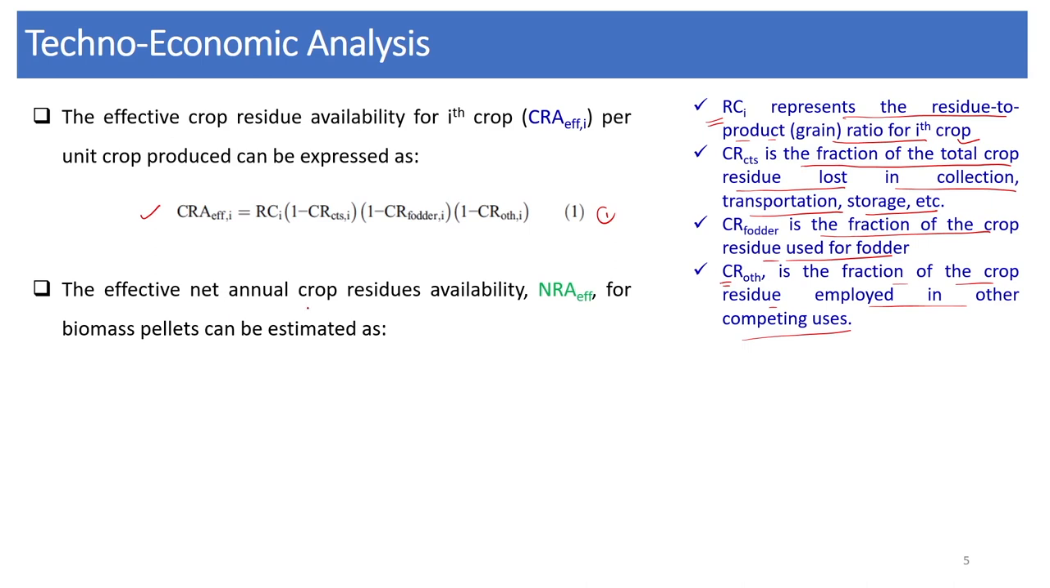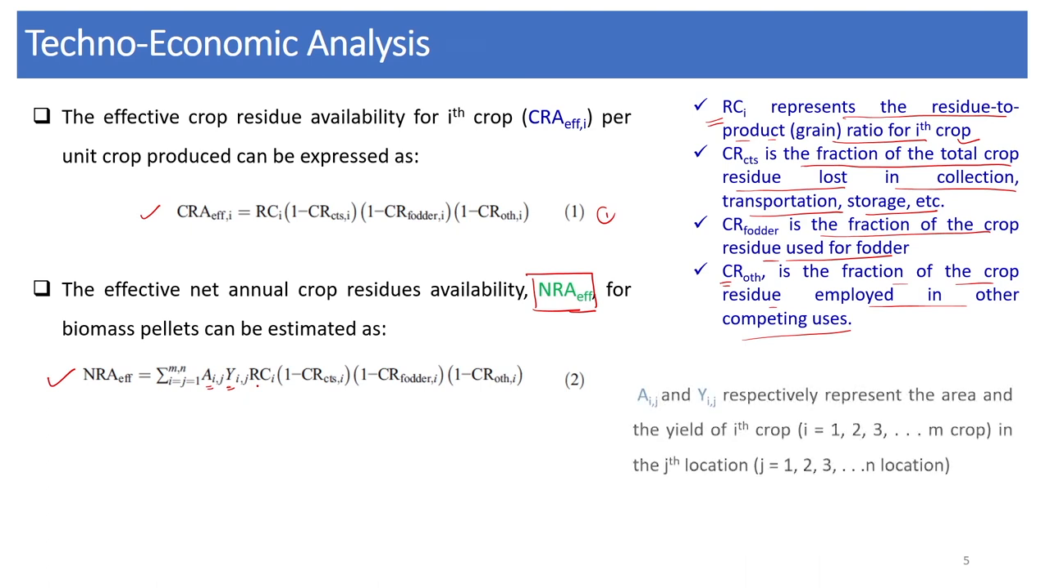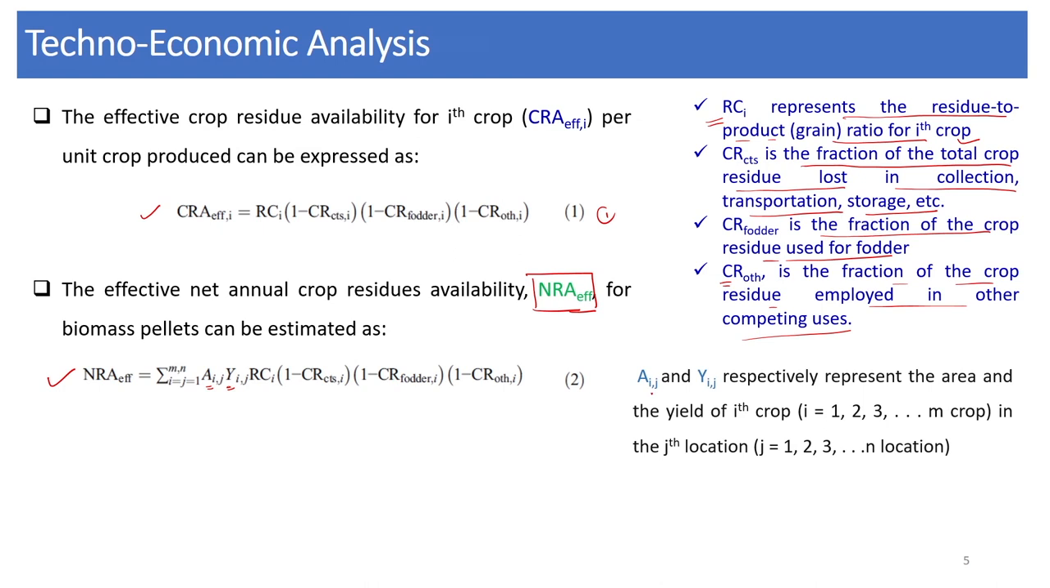So if this is the case, then we are representing one term called NRA effective, which is nothing but the effective net annual crop residues availability for biomass pellet. And this can be expressed mathematically by this expression, that is NRA, the net annual crop residues, equal to summation over i and j, from 1 to m and n. So this is Aij, the area, and this is Yij, the yield, and the rest of the terms are the same as what we have expressed before. So Aij and Yij represent the area and the yield of the ith crop, and there may be multiple crops in a particular location. That is how it is represented by ij.